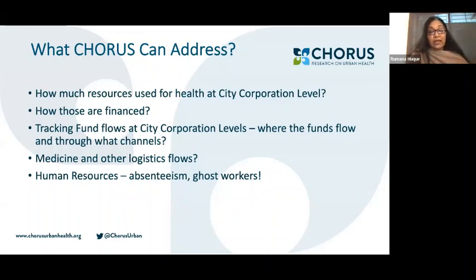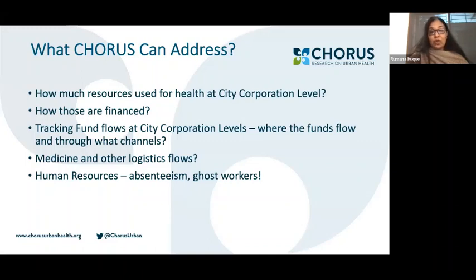And also tracking the fund flows from the city corporation once they get the funding from different sources: how they are providing those to the provider level, through what channel, how they are sending those resources, and what the medicine and other logistics flows are. Is it all procured by the city corporation, or is the Ministry of Health providing some services? Are the NGOs procuring by themselves? Are development partners procuring? Who is doing what? I think tracking that down will be quite interesting.